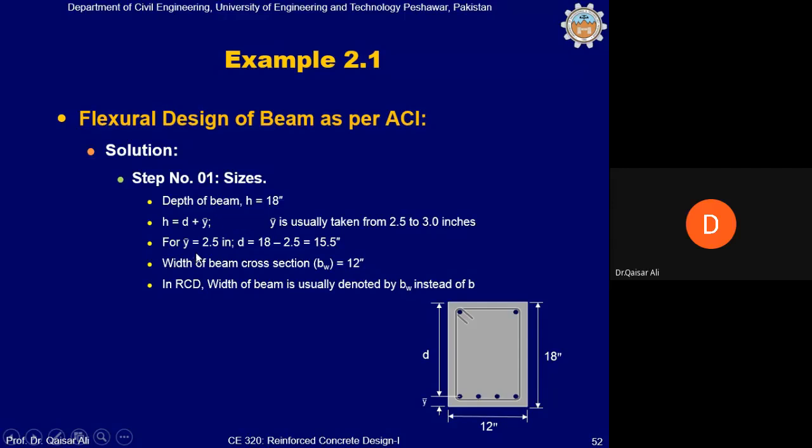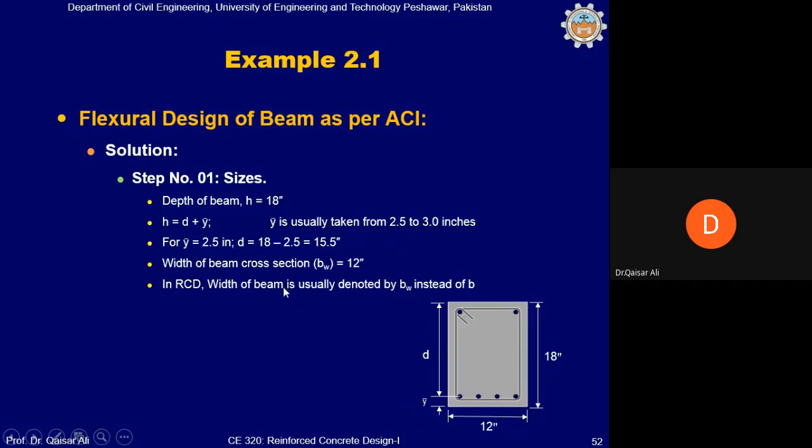If y bar is 3 inch, then d will be equal to 18 minus 3. This will become 15 inch. So effective d will depend on the assumption of y bar. Y bar can be 2.5, can be 2.75 or 3 inches. Because generally the reinforcement will be placed at such a distance from the bottom that y bar will range from 2.5 to 3 inch.